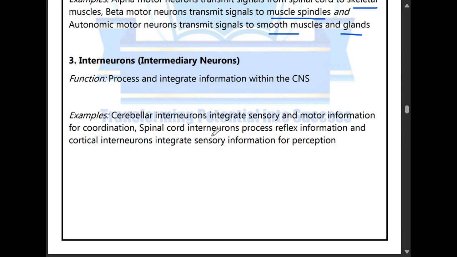Then lastly but not the least, we have interneurons. Interneurons are also known as intermediary neurons or intermediate neurons, as most of you put it. Their function is to process and integrate information within the central nervous system. Examples include the cerebellar interneurons, which integrate sensory and motor information for coordination. We also have spinal cord interneurons, which process reflex information, and the cortical interneurons, which integrate sensory information for perception.